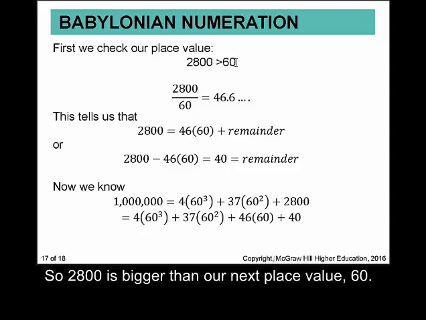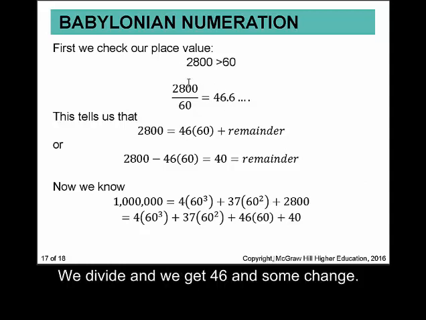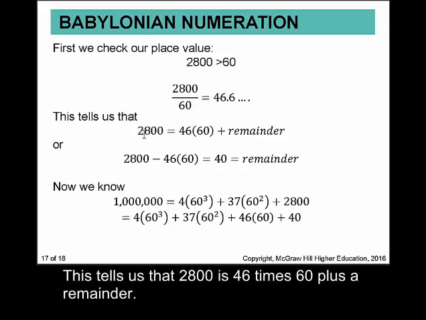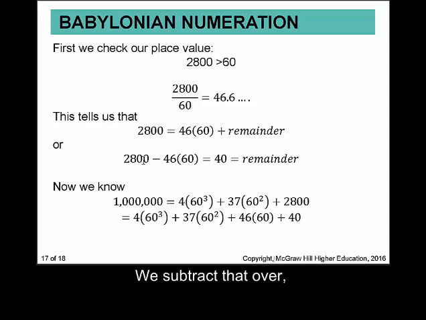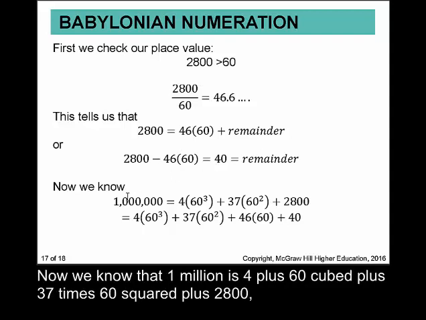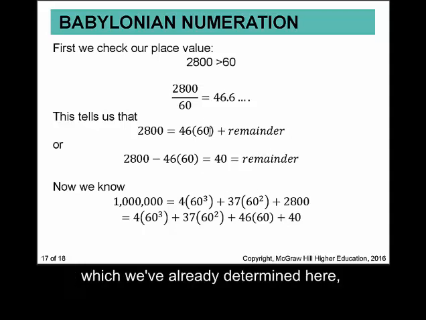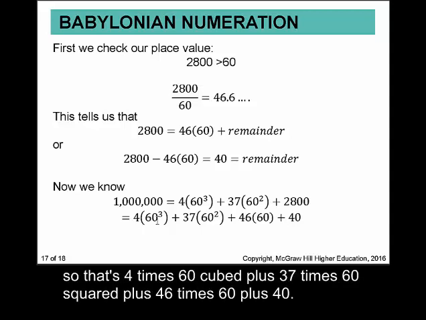So 2,800 is bigger than our next place value, 60. We divide, and we get 46 and some change. This tells us that 2,800 is 46 times 60 plus a remainder. We subtract that over, we put it into our calculator, we get 40 as our remainder. Now we know that 1 million is 4 times 60 cubed plus 37 times 60 squared plus 2,800, which we've already determined here. So that's 4 times 60 cubed plus 37 times 60 squared plus 46 times 60 plus 40.